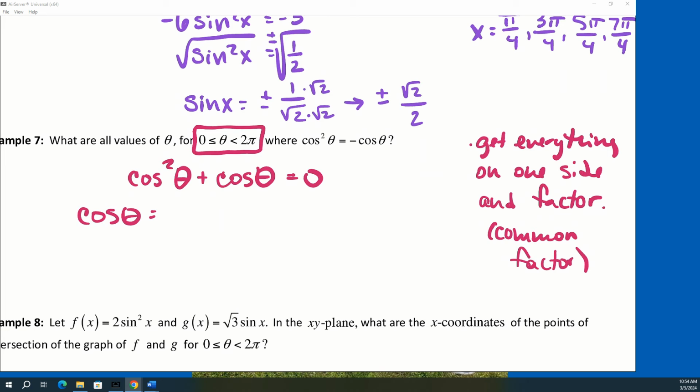Whoops, that should not be an equal sign. If you factor cosine of theta out of cosine squared of theta, what are you going to be left with? If you factor it out of itself, what are you going to be left with? 1. Good job.